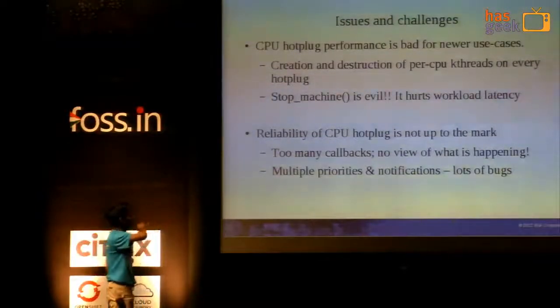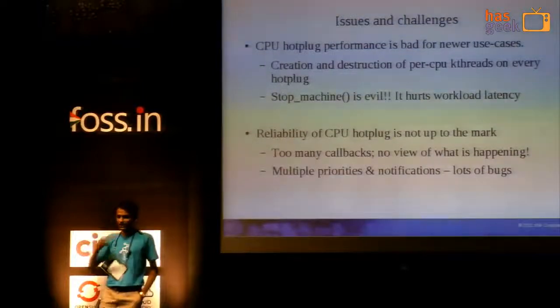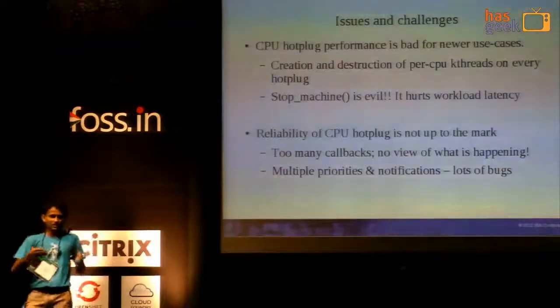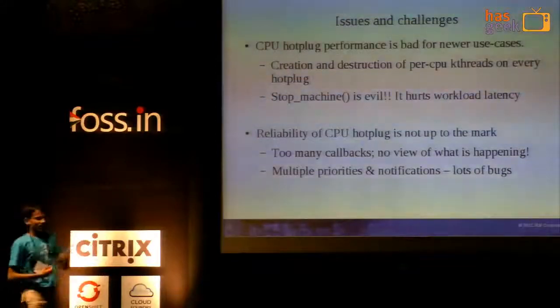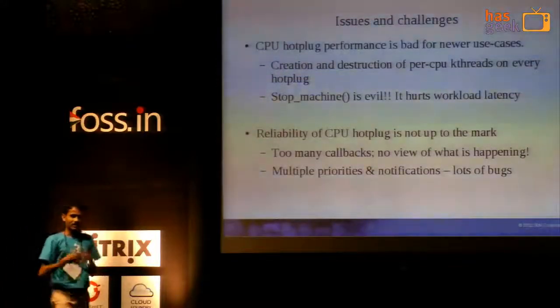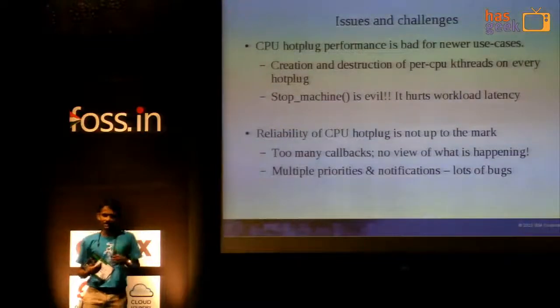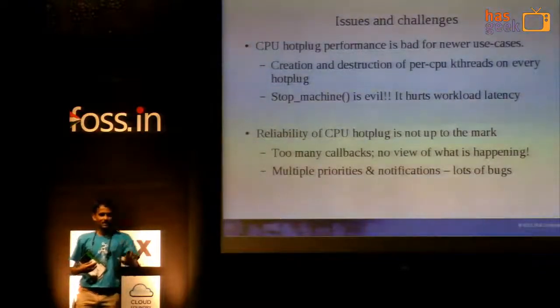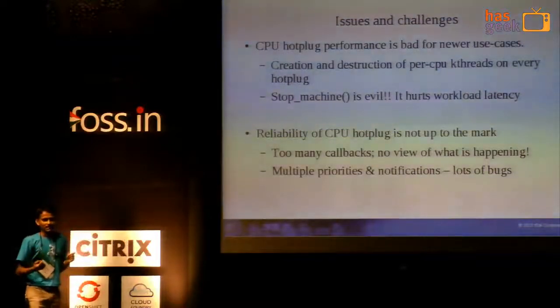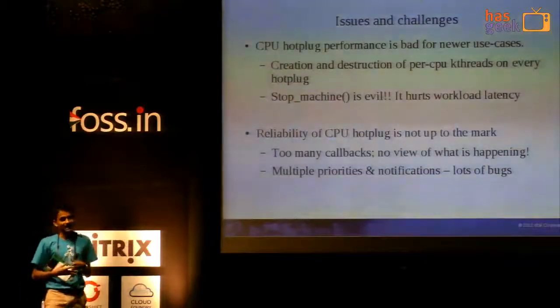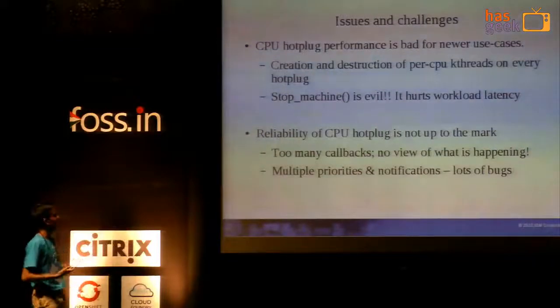First, creation and destruction of per CPU kthreads on every Hotplug. There are some subsystems which have a per CPU kthread. For every CPU, they'll have a kthread to do something. On every online, they'll create the thread, and on every offline, they'll kill the thread. Instead, if you can just stop it and run it, it'll be better. So that was one of the bottlenecks, the reason it was bad at performance. You create and destroy all the time.